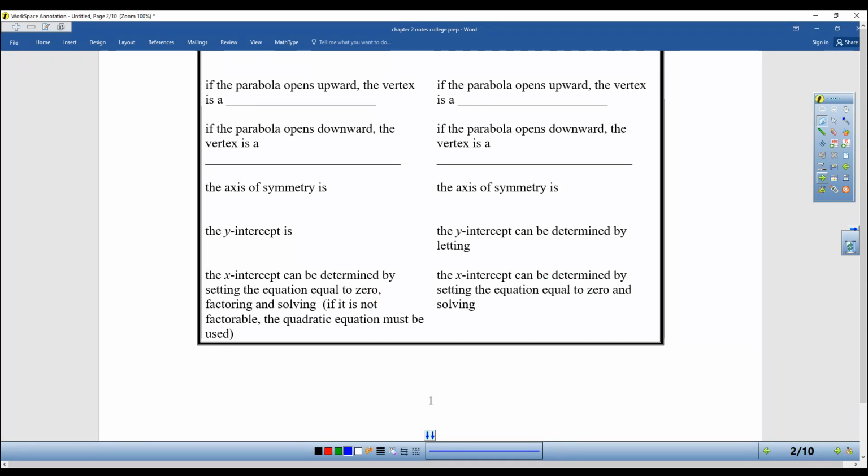If the parabola opens upward, the vertex is a minimum. Which makes sense. The vertex is at the bottom when it's opening up. And again, it doesn't matter which form you have. If the parabola opens downward, the vertex is a maximum. In both cases.